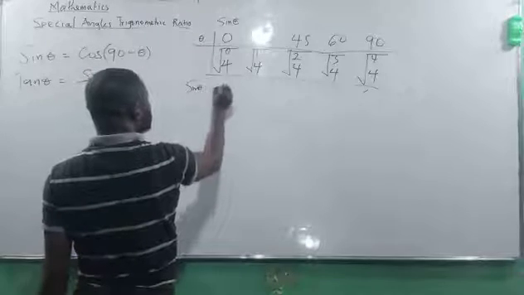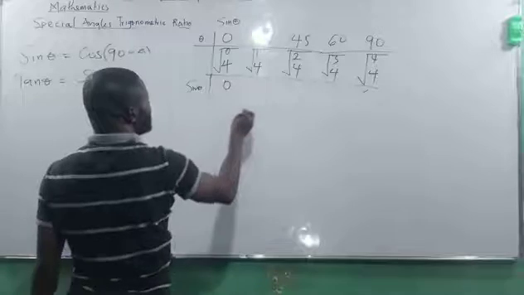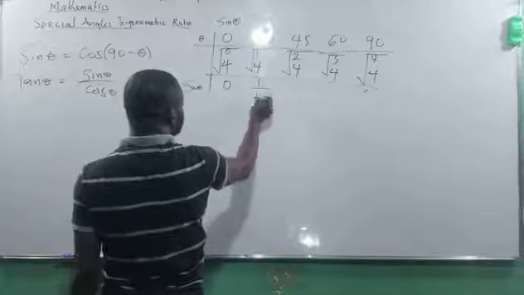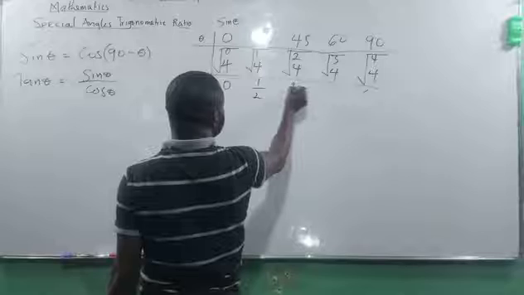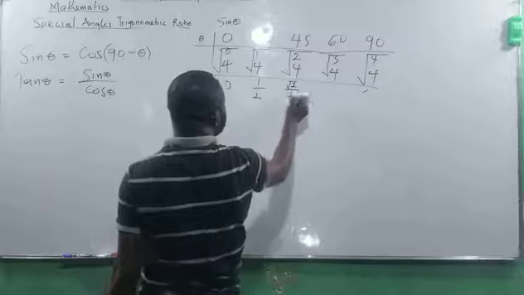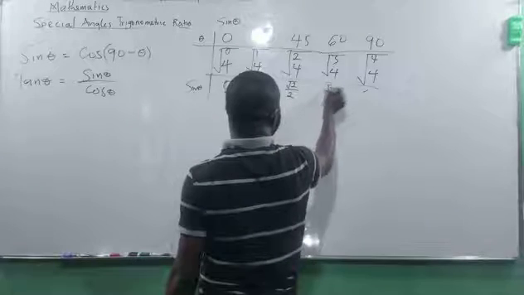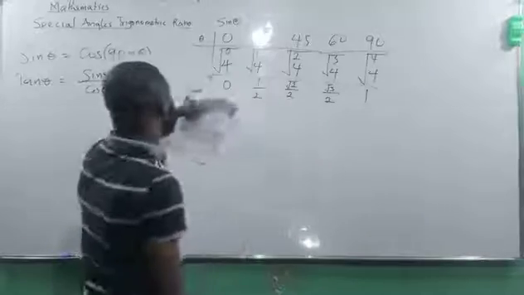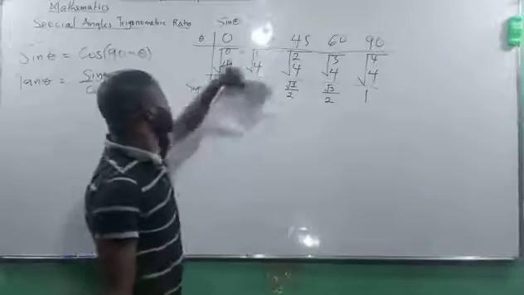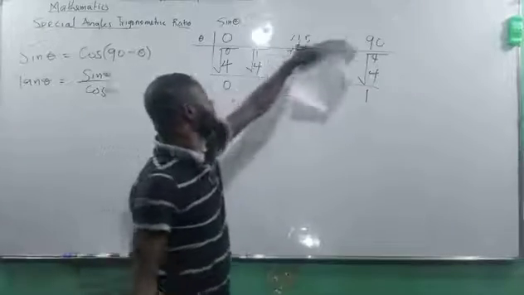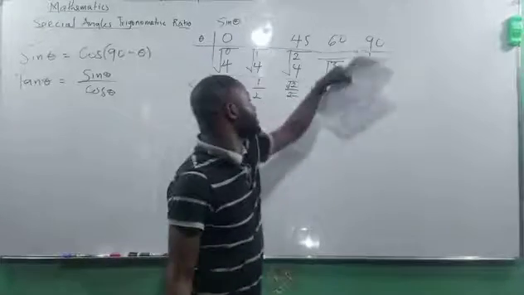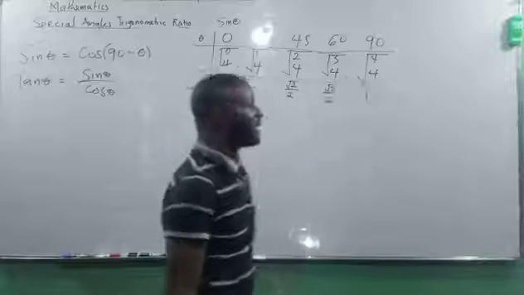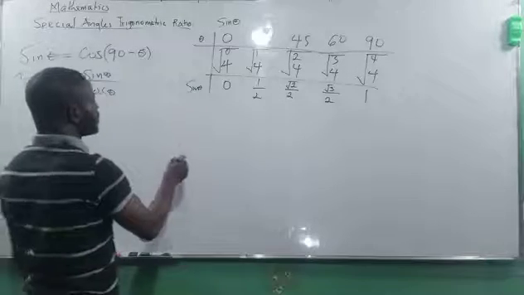Sine 0 will be what? 0. Sine 30 will be 1 all over 2, which is going to be what? Root 2 all over 2, root 3 all over 2, and 1. It means sine 0 is this, sine 30 is this, sine 45 is this, sine 60 is this, and sine 90 is that. Now, let me go for cos.